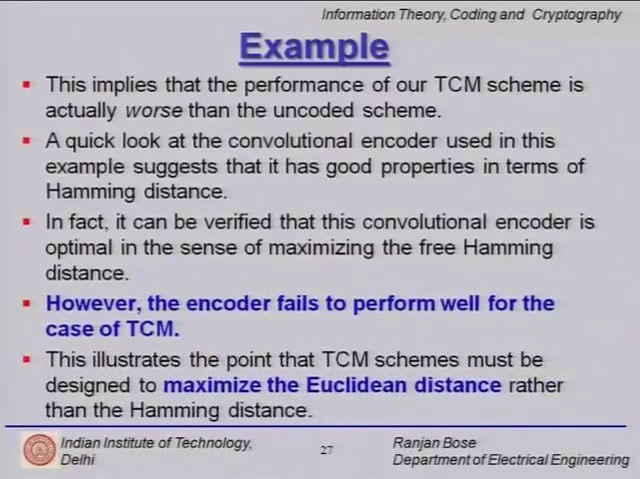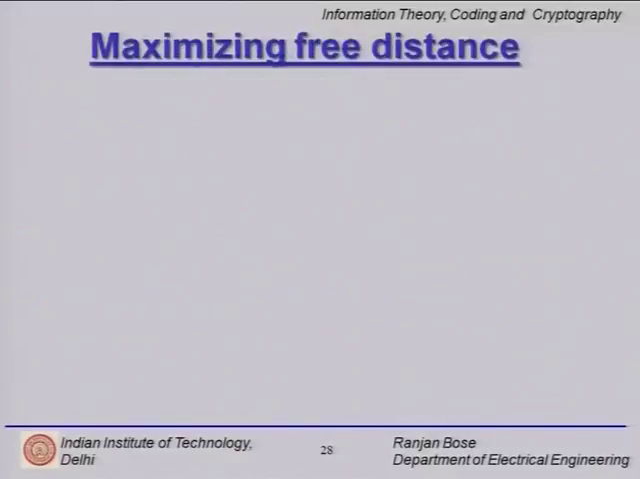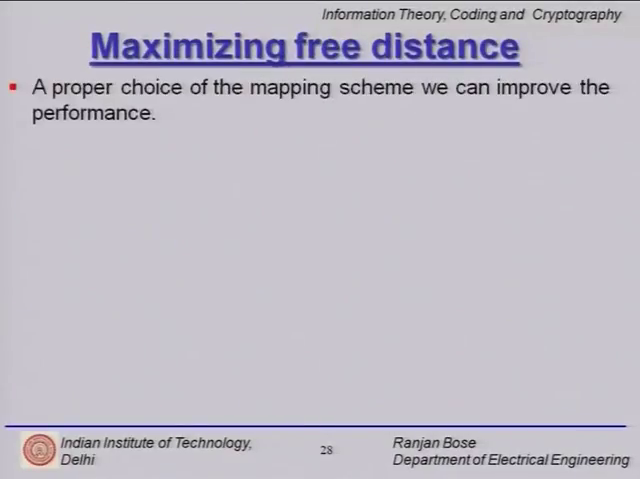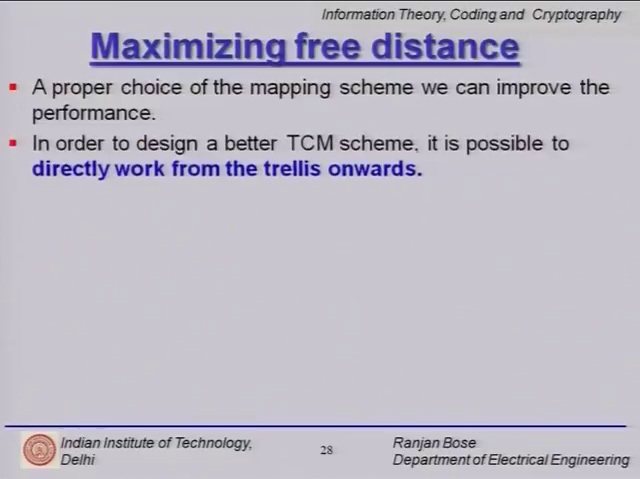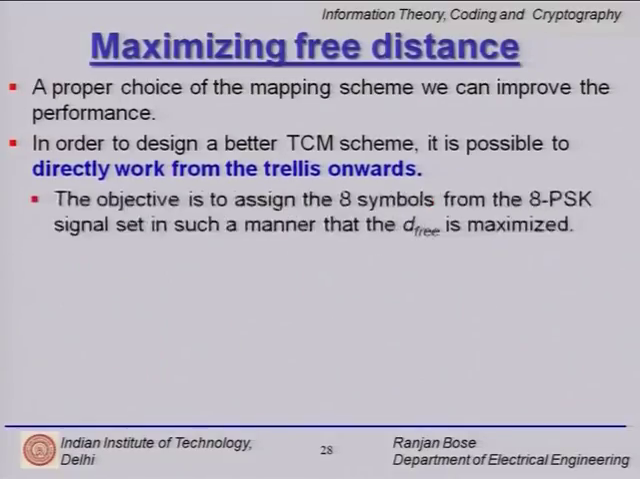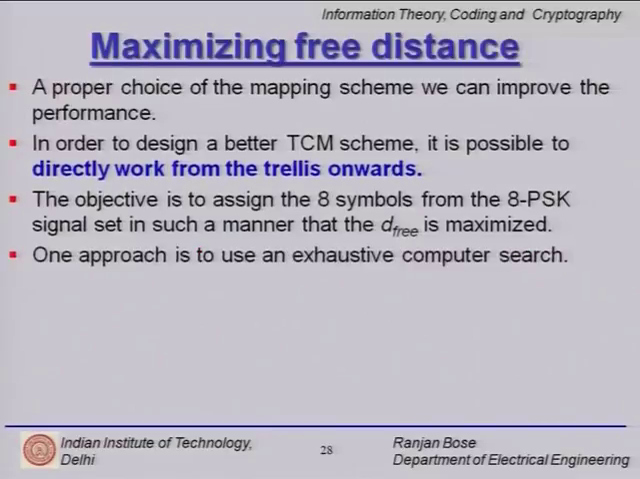So, we must now look at maximizing the Euclidean distance. How do we do that? Well, a proper choice of mapping scheme can improve the performance, and it is better to design the TCM scheme working from the trellis itself, because finally it is d free that we have to maximize, and d free is calculated using the trellis. So, why not work with the trellis itself? The objective is to assign the 8 symbols of the 8 PSK signal set in such a manner that d free is maximized.